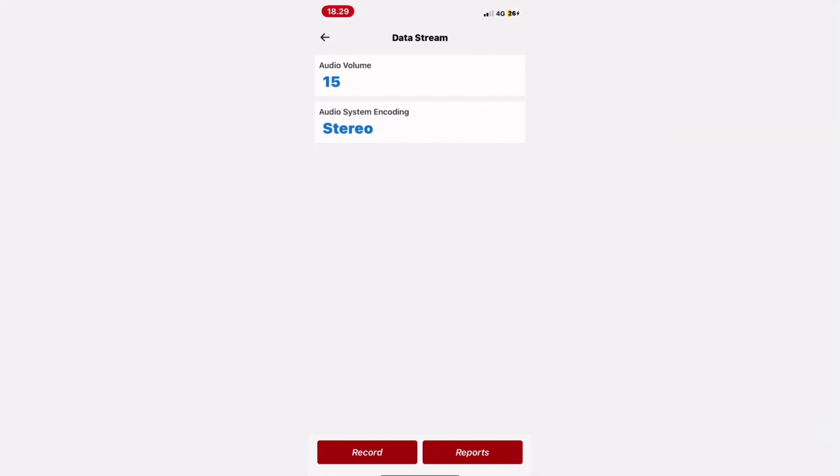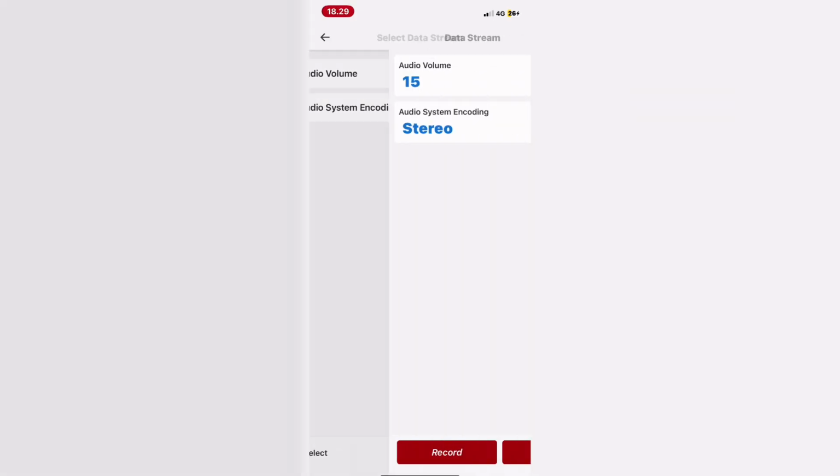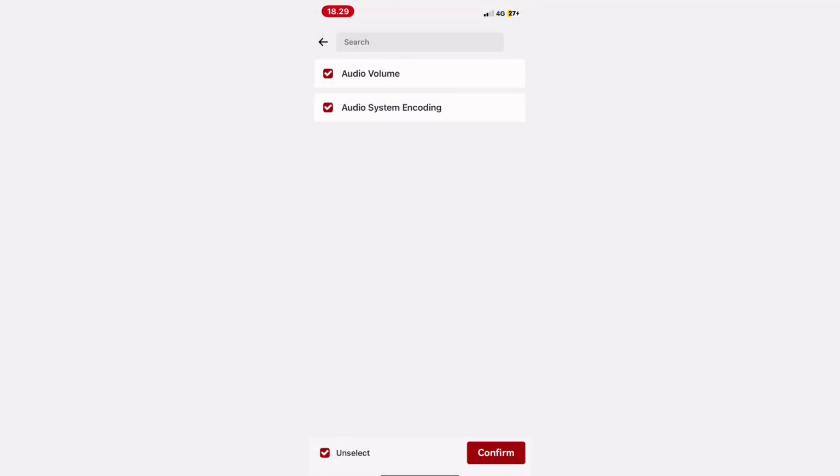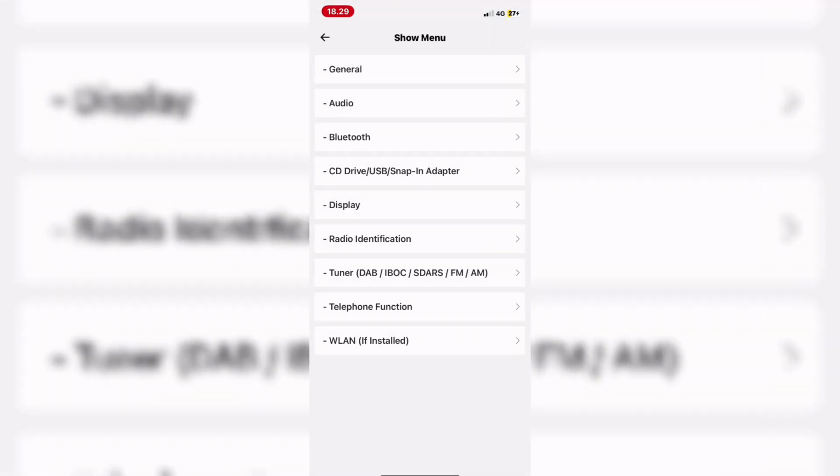Audio volume, if you've got an issue, let's say the audio knob doesn't work on the radio. Well, on my car, as you can see, I'm turning it up from the knob and it's working. But what if it didn't go up? Well, you've probably got an issue with the radio head unit itself. Again, it's another diagnostic sort of tool you can use.